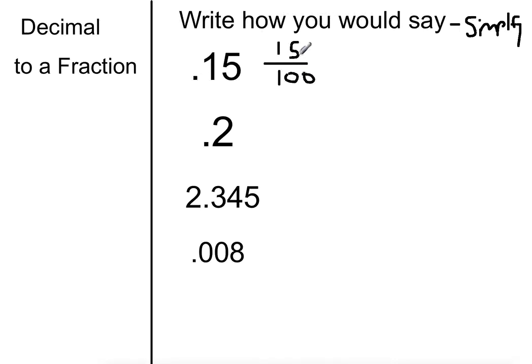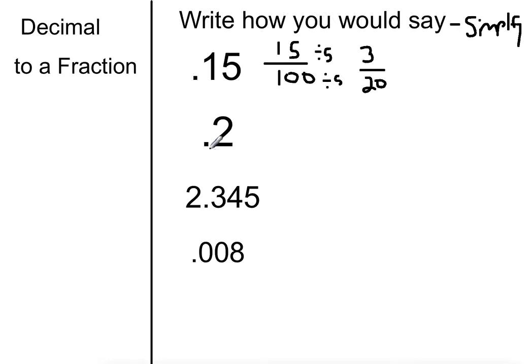Now you have to ask yourself, what can go into 15 that also can go into 100? Well, 5 can. So divide the top by 5 and I get 3. Divide the bottom by 5 and I get 20. Let's check each one again. 2 can't go in there. 3 could go in there, but 3 can't go here. 5 can't go into both. And then 3 can't go into both, so you're done. 0.15, or 15 hundredths, is the same as 3 twentieths.